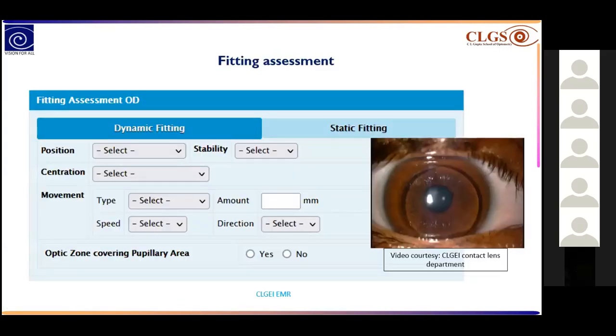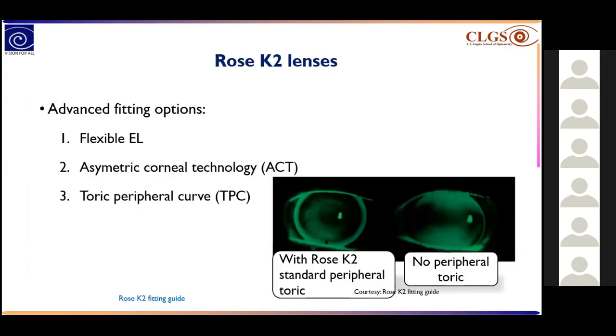Will that change the power of the lens too? It again depends on how much grading we are giving. There are different grades of this ACT and TPC, like grade 1, 2, 3. Depending on the grade, there is a guideline for compensating in the power also. Correct.